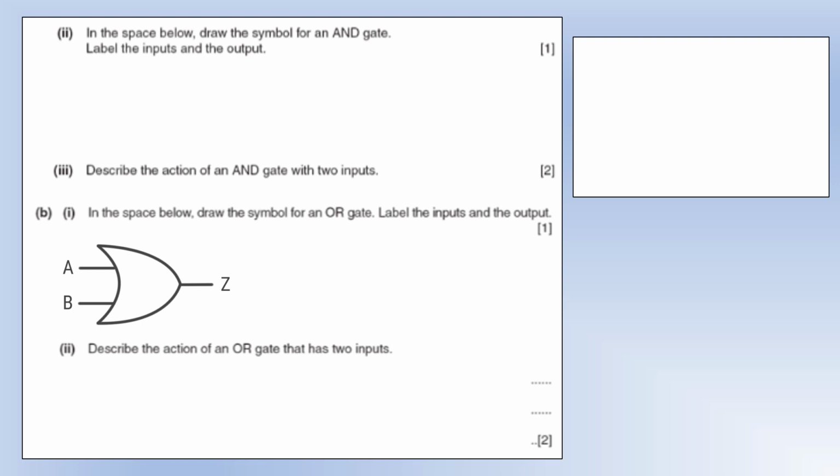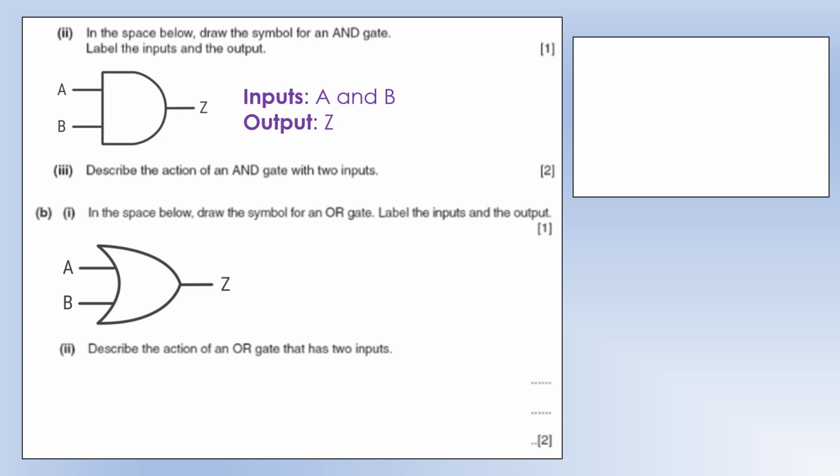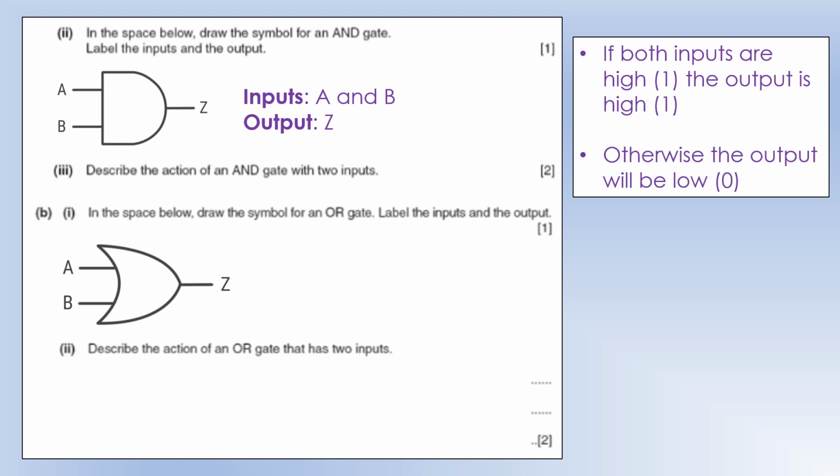Okay, so in the space below, draw the symbol for an AND gate and label inputs and output. So that is our AND gate. Inputs are A and B, output is the one labeled Z. Describe the action of an AND gate. So if both inputs are high, the output is high. Otherwise, in any other situation, the output will be low.